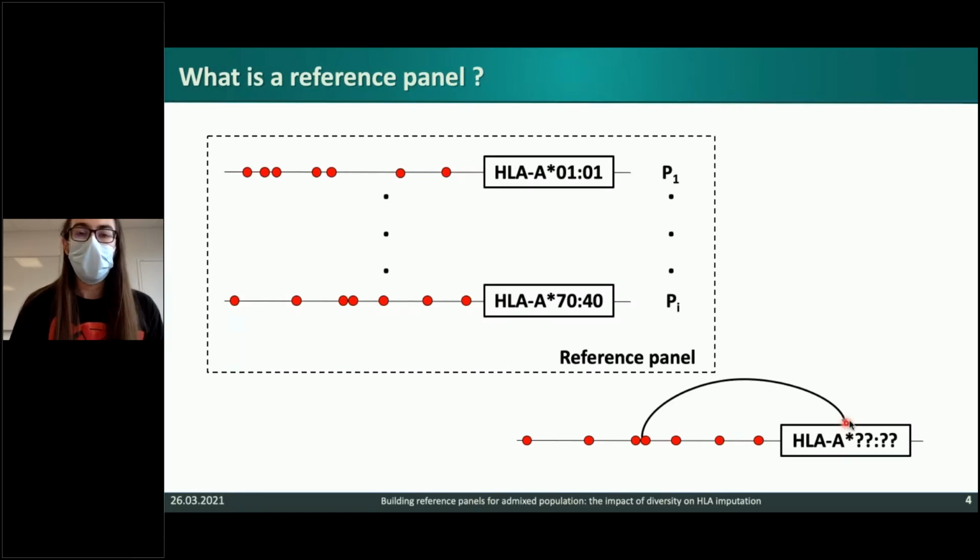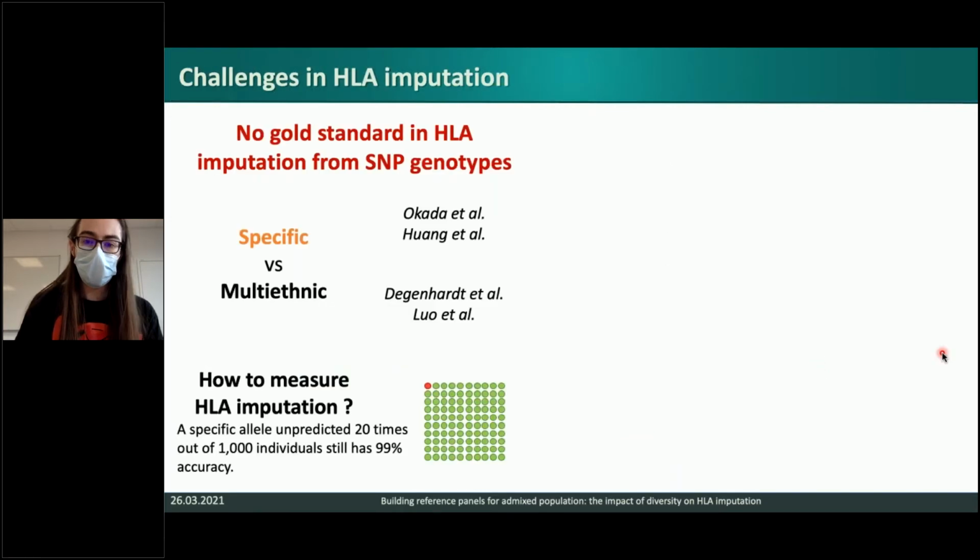With HIBAG, for example, a model, a reference panel, could look something like this: SNP haplotypes with an HLA allele and the probability to have these two at the same time. So quite simply, if you have this SNP haplotype, you will choose the most probable HLA allele. The thing is, even if HLA imputation may seem simple like this, there are still huge challenges in HLA imputation.